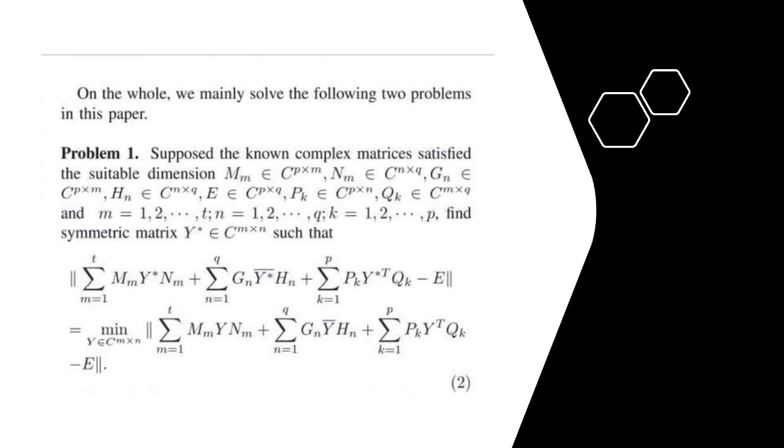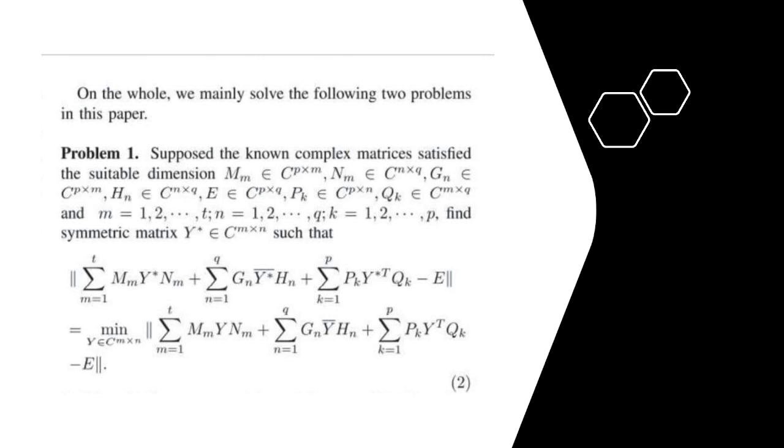H to the base n belongs to C^(p×q). E belongs to C^(p×q). P to the base k belongs to C^(p×n). Q to the base k belongs to C^(m×q), and m equals 1, 2, up to n. N equals 1, 2, and so on up to k. K equals 1, 2, and so on up to p.